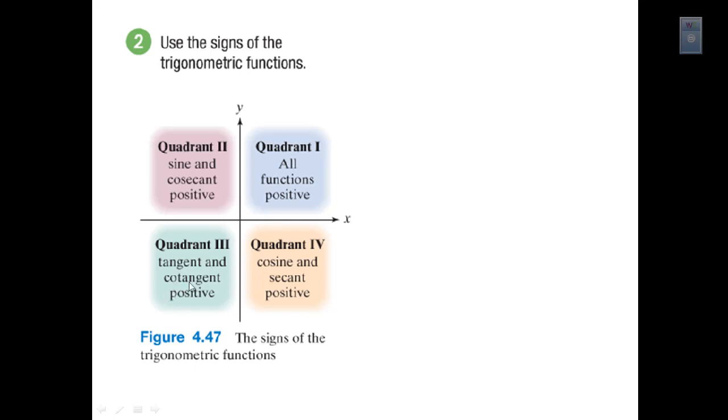So then we're going to move into quadrant 4, and in quadrant 4, my y value is still negative, but my x value is now positive again. What's based off of only the cosine, the x value? It's going to be the cosine and the secant. Everything else is going to have sine in it, and it's going to thus be negative. So that's how these work.